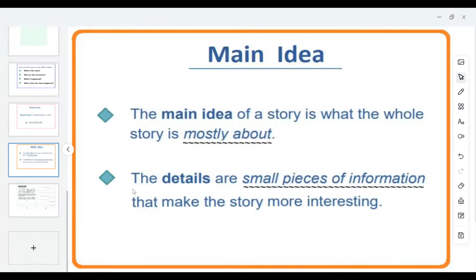Then you have the details. The details are small pieces of information that make the story more interesting.